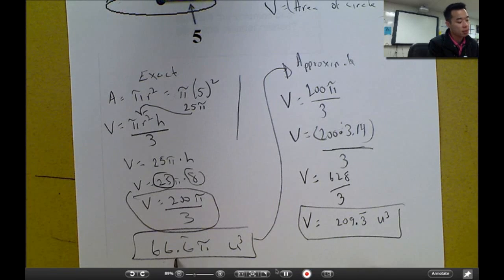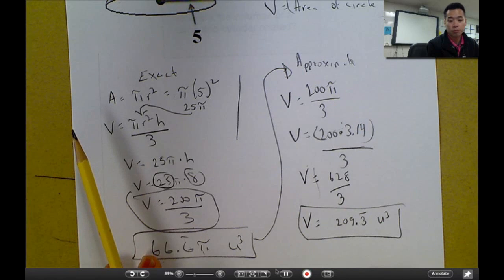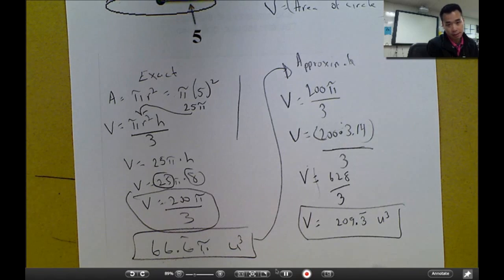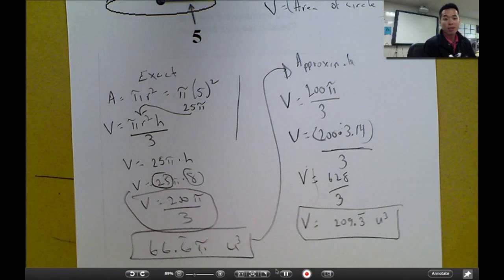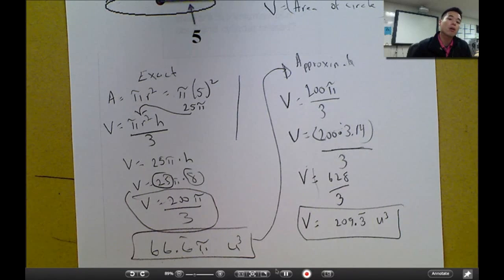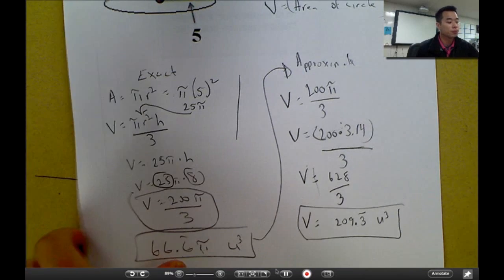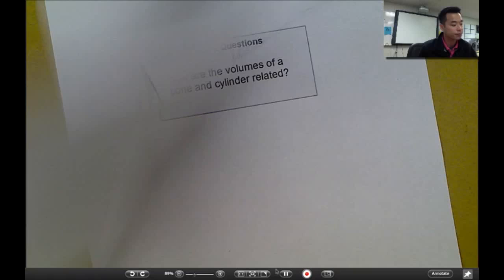It's either going to be 66.6 repeating pi, it could be 200 pi divided by 3, either one would work, or the approximation would be 209.3 repeating units cubed. All three answers are exactly the same. This is exact form, this is approximation. The only difference now is finding the volume of a cone is similar to finding the volume of a cylinder, pi r squared times h, but this time you have to divide by 3 because one cone is a third of a cylinder.